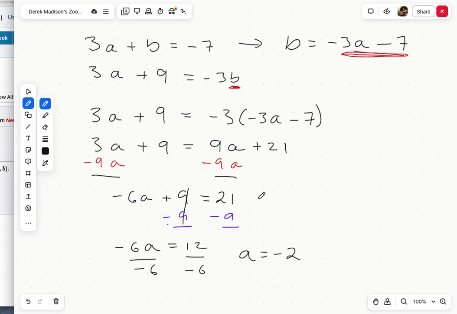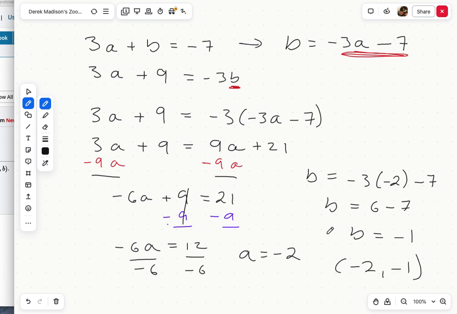Once I have the first solution, I can use that to back solve for the second one in any of these equations. This is the easiest because I already have it solved for b, so that's where I'm going to put it, in the modified form of this one, but I could put it in either of the originals as well. Negative 3 times negative 2, and then minus 7. So that would be 6 minus 7, or b equals negative 1. So my solution would be negative 2 and negative 1.